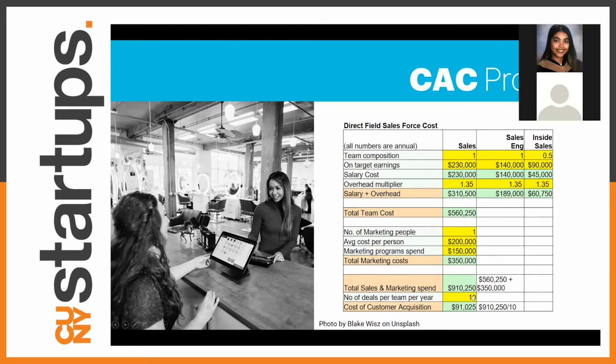And for this particular team, you get 10 deals per year. So you must be selling something that's very expensive, with 10 deals per year. Maybe it's 10 satellites, right? With 10 deals per year, your customer acquisition cost is that total divided by the number of deals: $91,000. So for the product, there are different things that go into it than for just a pure online service. All right, and you'll find all the calculations and everything in the Excel sheet.